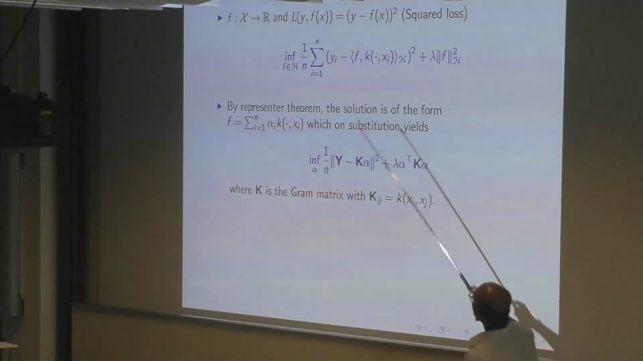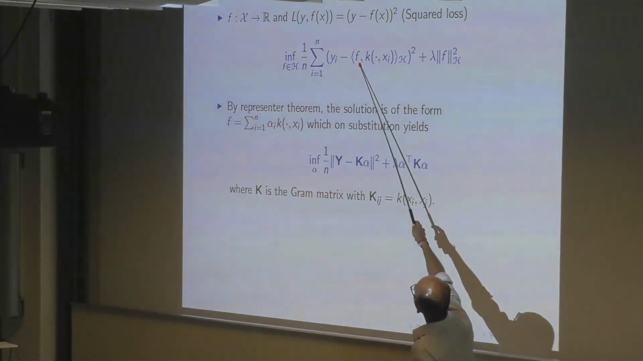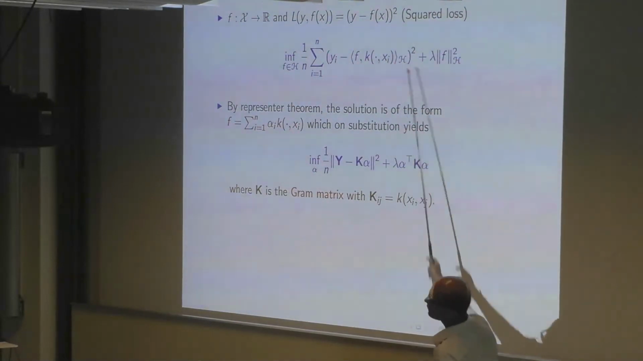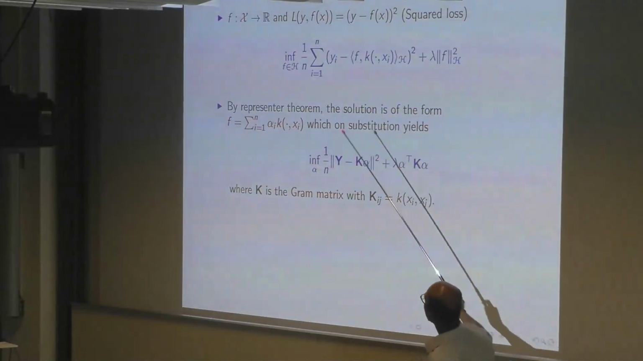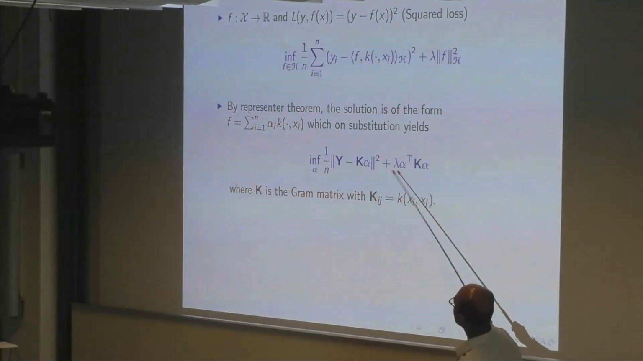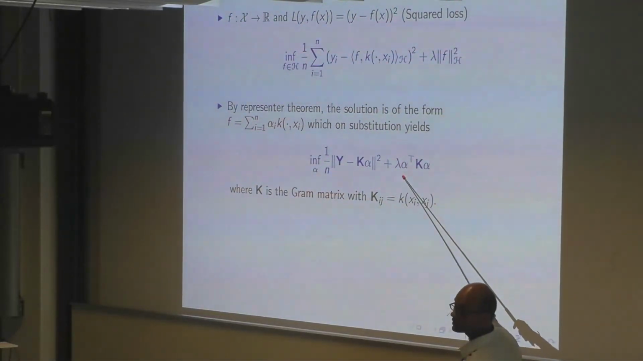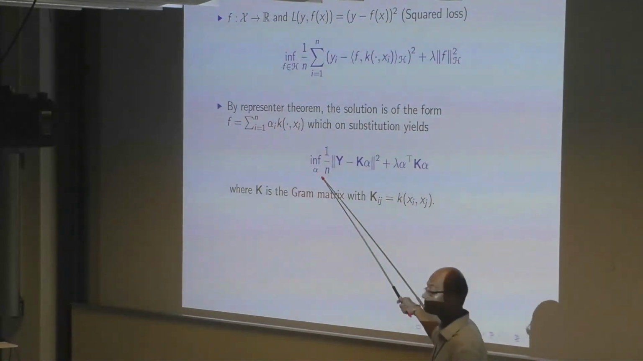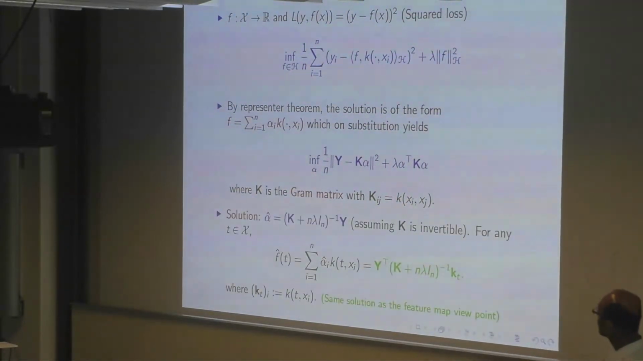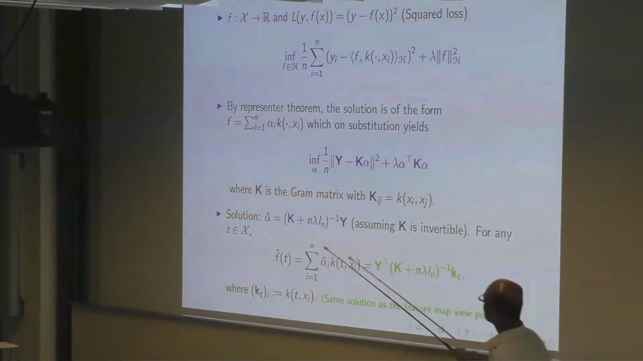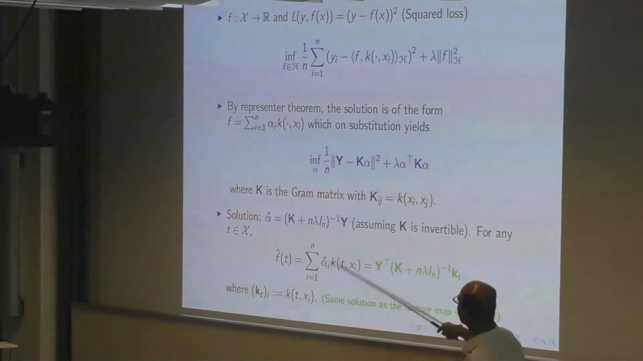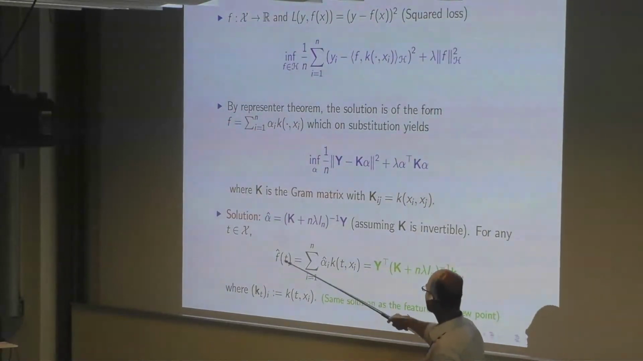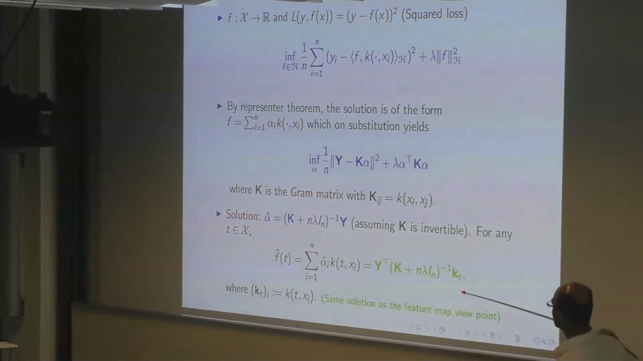Now we use that fact. We know from the representer theorem that f is a linear combination of these kernel functions. You put that back in, and I'm going to get this linear problem. Now I'm just going to solve for this alpha. Okay, so the solution to this problem is, you get alpha hat is this, and if you want to predict, the prediction is this.